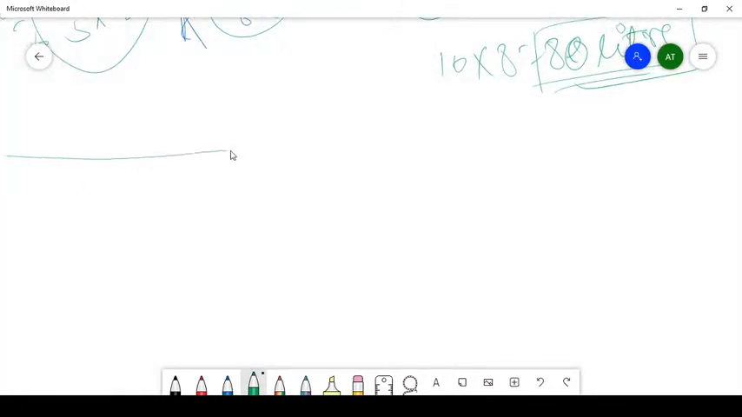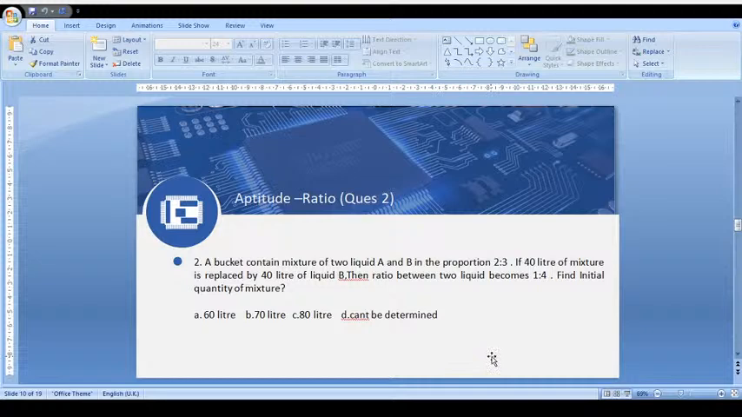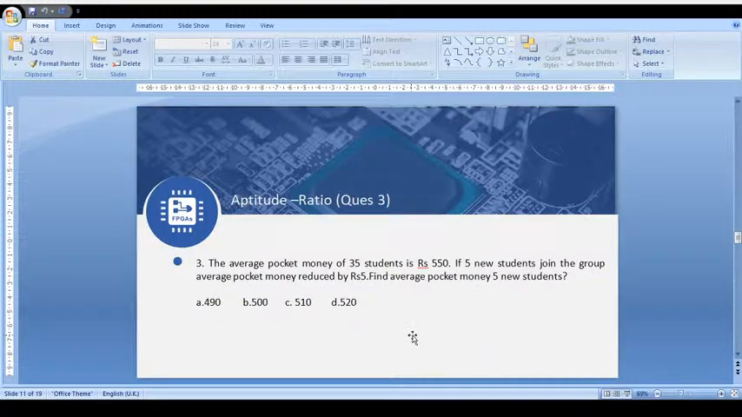Okay, I come to the third question of the aptitude. Third question. See, the question is saying that the average pocket money of 35 students is 550, and if 5 new students join the group, the average pocket money reduces by rupees 5. Then it asks to find the average pocket money of 5 new students.